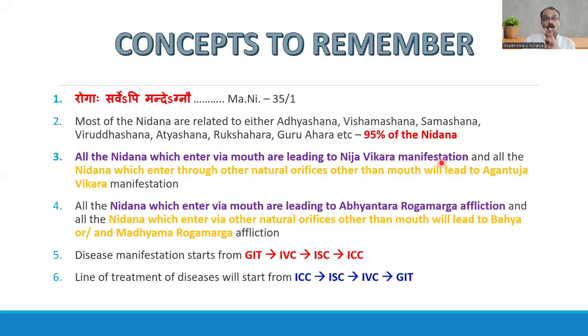manifestation, the cause. And most of the Nidana are considered to be Ahara related. 95% of the cases are considered to be Ahara related. It may be Adhyashana or Vishamashana or Samashana or Viruddhashana or Atyashana or Ruksha Ahara or Guru Ahara, etc. That means most of the Nidana, 95% of the cases, mainly affect the Agni. That means most of the Nidana which enter via the mouth are considered to be responsible for the Nija Vikara manifestation.